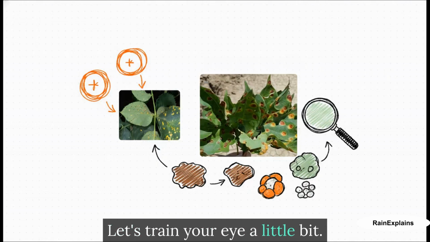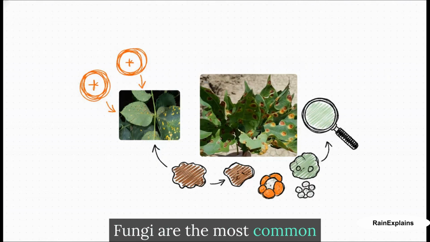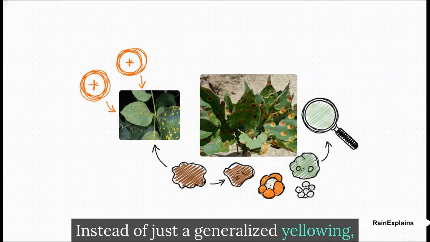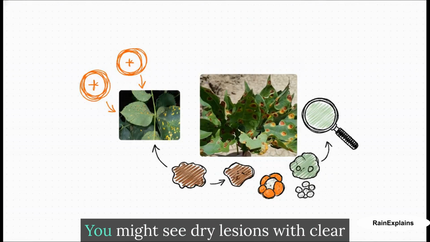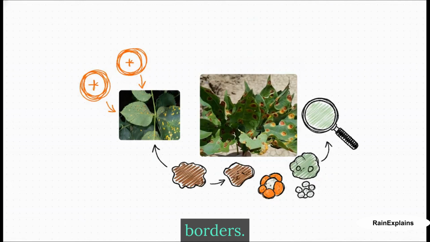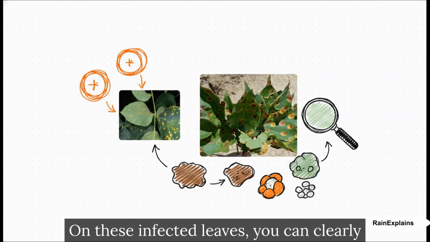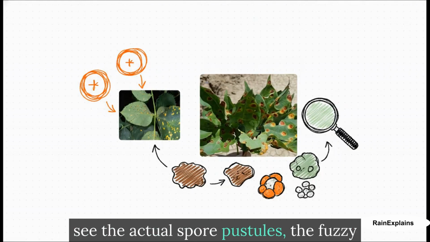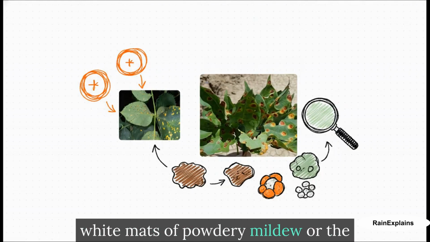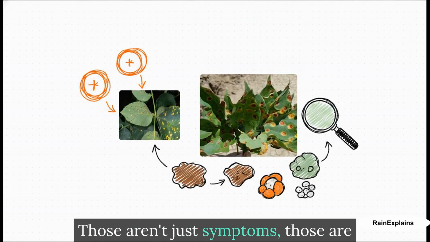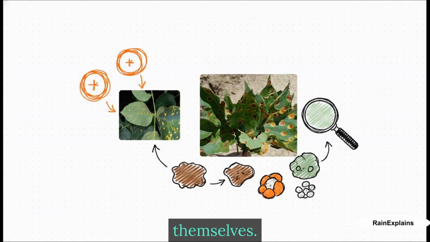Let's train your eye a little bit. Fungi are the most common horticultural pathogens, and they leave incredibly distinct visual signs. Instead of just a generalized yellowing, you'll see definitive proof. You might see dry lesions with clear borders, or these fascinating concentric target rings. On these infected leaves, you can clearly see the actual spore pustules, the fuzzy white mats of powdery mildew, or the bright, striking orange pustules of rust. Those aren't just symptoms, those are the physical structures of the fungi themselves.